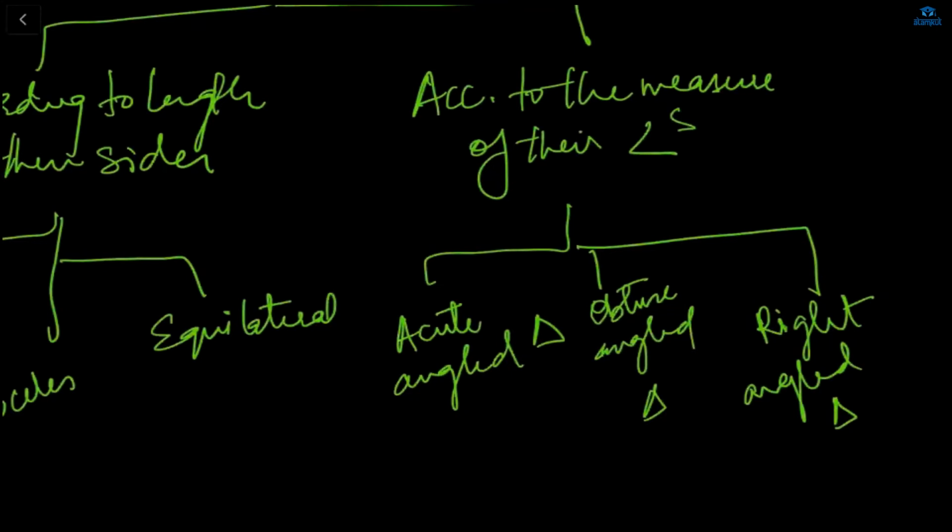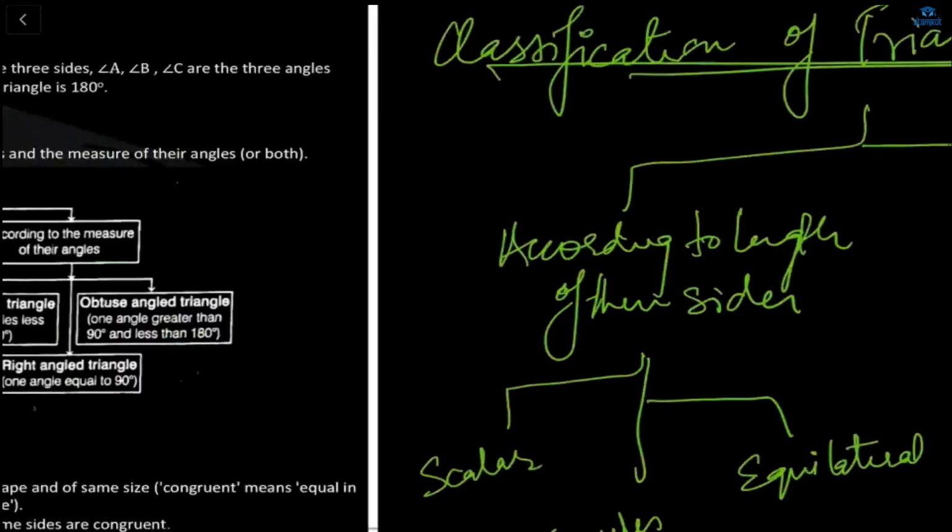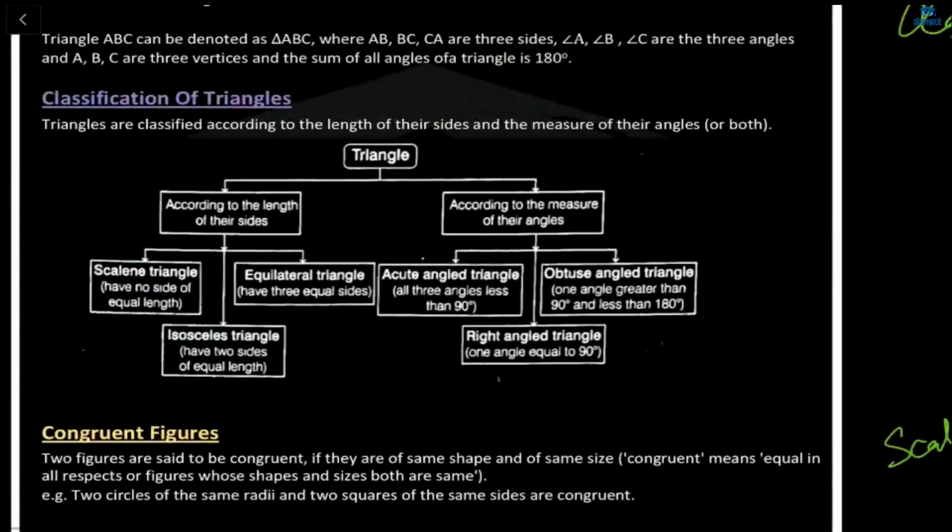The other two angles sum will be equal to 90 degrees because the whole triangle sum will be 90 degrees. If you see here, the chart is already here. You'll get it in the notes. The short description is written in the chart. Understand? Now let's see congruent figures. This was the intro of the triangle: what triangles are and what the classification of the triangles is.